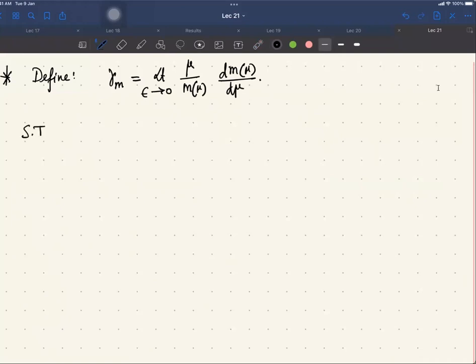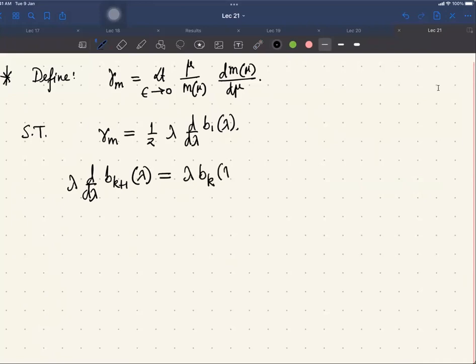and then show that gamma m is given by half lambda d by d lambda of b1 of lambda, and then the recursion relation is b_{k+1} is equal to lambda d by d lambda of b_k of lambda. So that is for the mass coefficient.